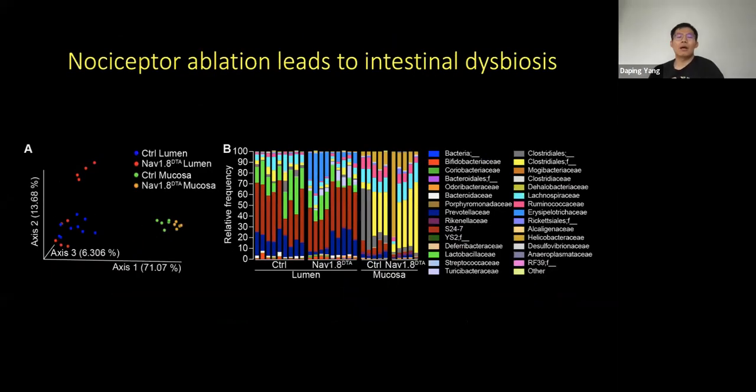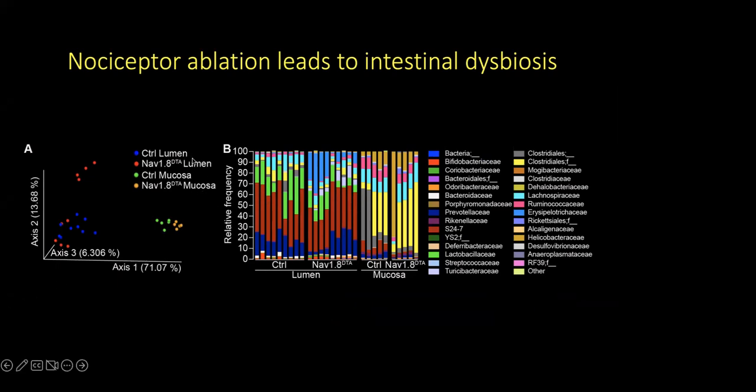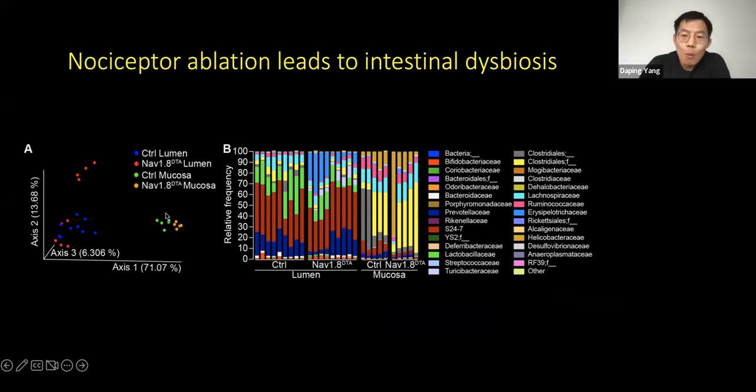So then the next question is, since the mucus, as mentioned, is critical for maintaining the gut homeostasis, including the microbiota, we performed the 16S sequencing, isolated from both mucosal and the lumen. Interestingly, we find that while there's no obvious difference to the mucosal microbiome, the lumen microbiome is dramatically dysregulated.